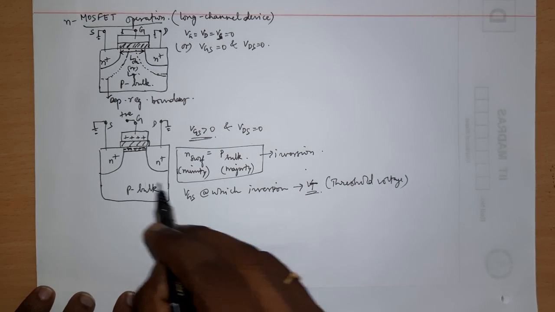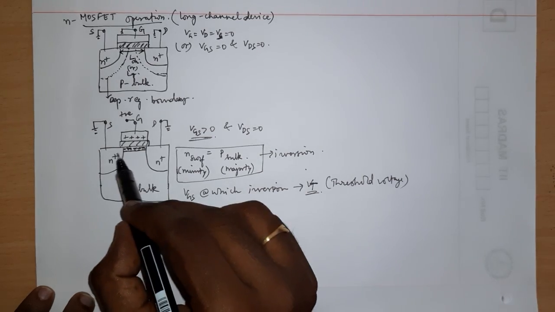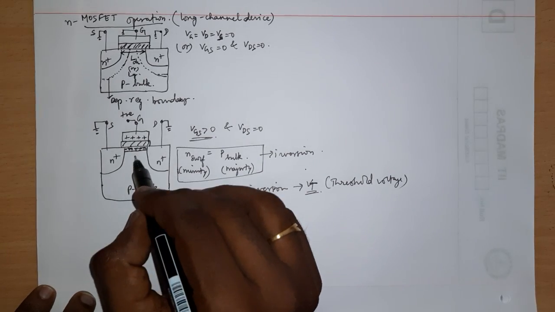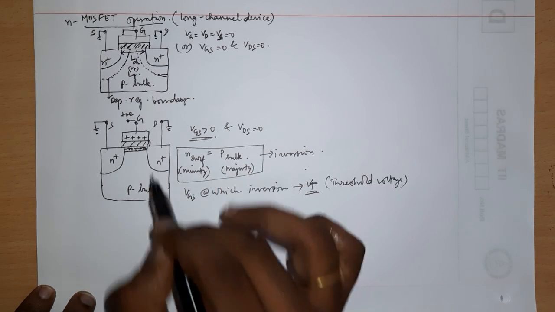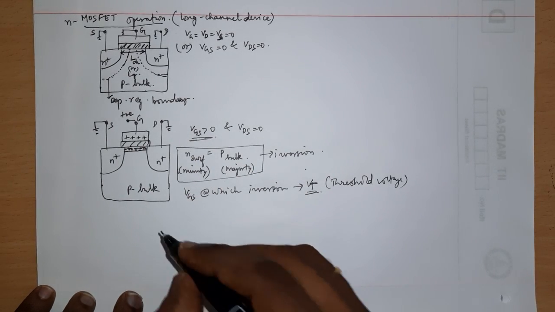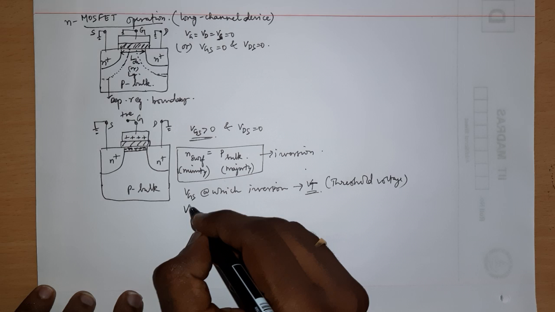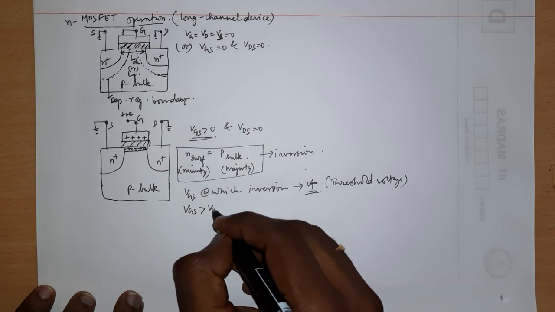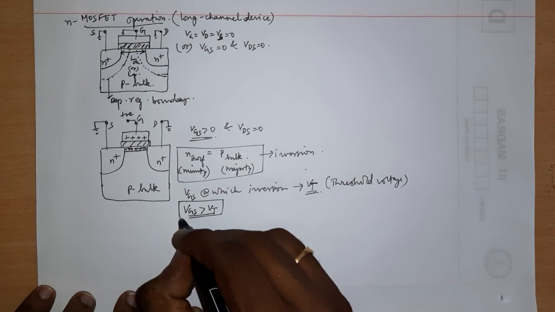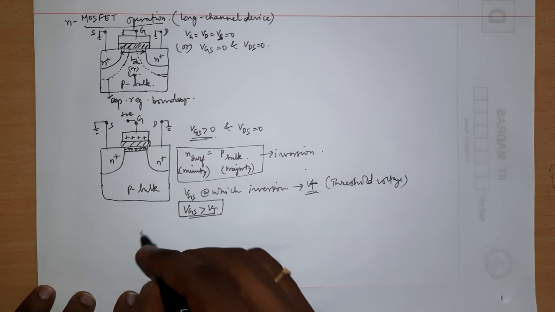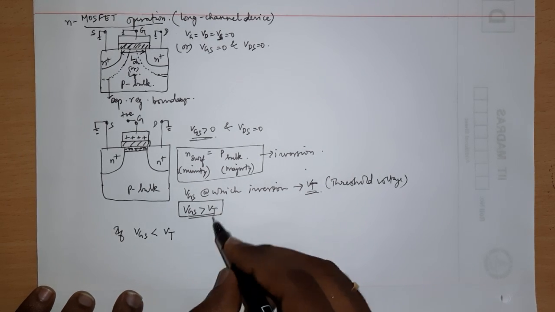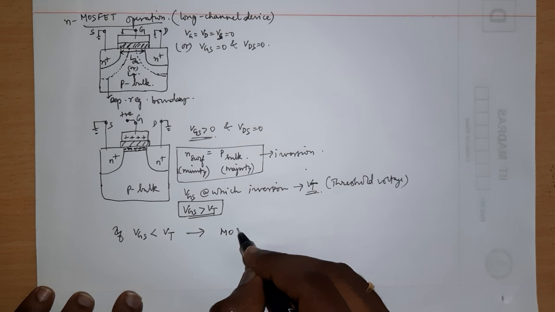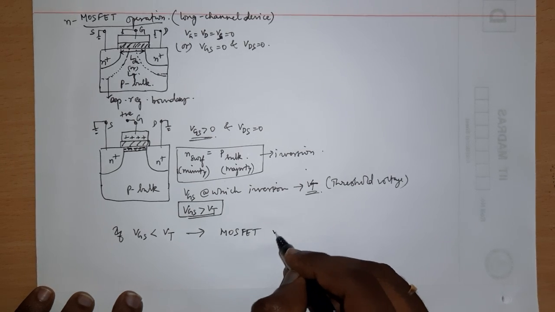So for a MOSFET to work, we said that first of all we need to have a proper vertical electric field to change the conductivity at the surface. So for a MOSFET to work at all, you need to have VGS that is greater than VT. This condition is very, very important. So if VGS is less than VT, then the MOSFET will not work.